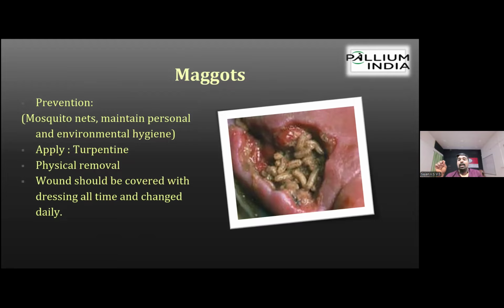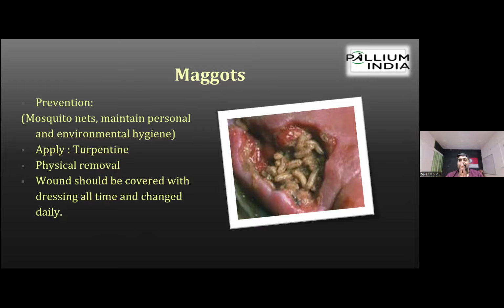We need to count and assess the size of the maggots also. Maybe more larvae are inside the wound or not, we don't know actually. How we can manage the maggots, whether it's truly completed or not, day by day we need to count and check the size of the maggots also. So these are all the maggot management for a normal wound area.